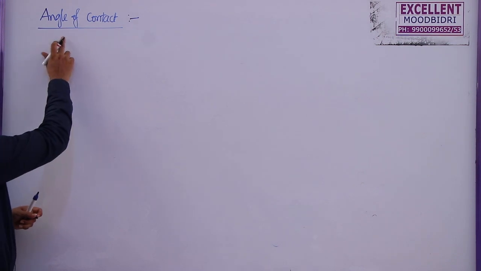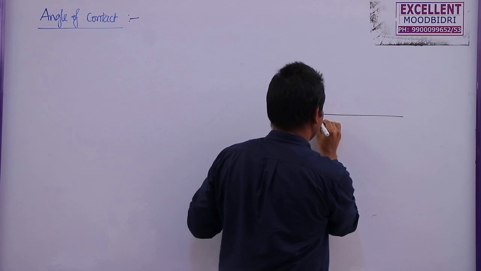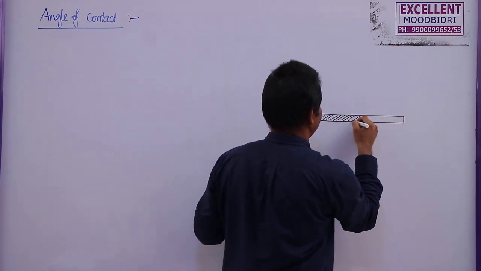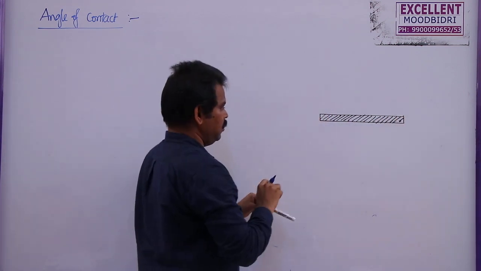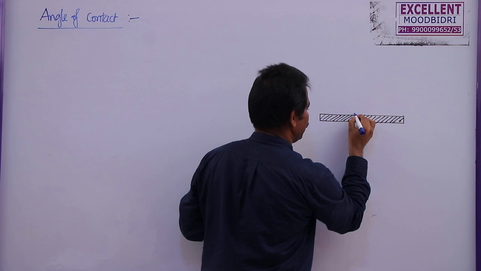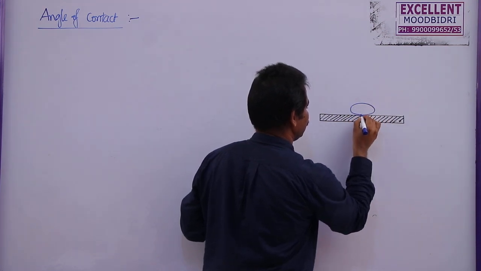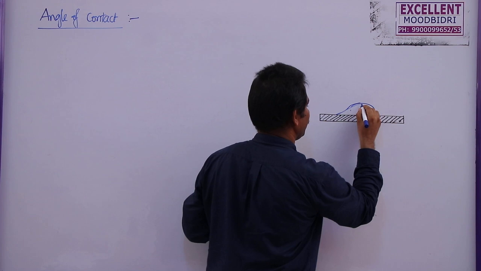Topic: angle of contact. If you take a solid surface here, a glass slab for example, and if you keep one water drop here, generally the water drop spreads on this glass slab like this.